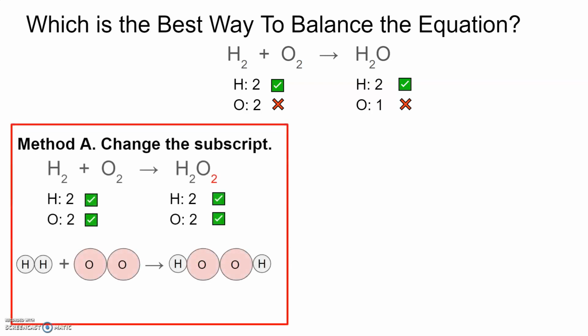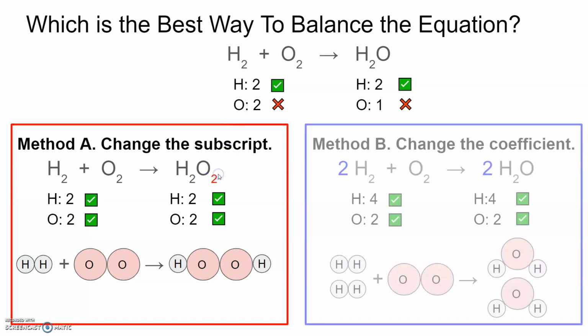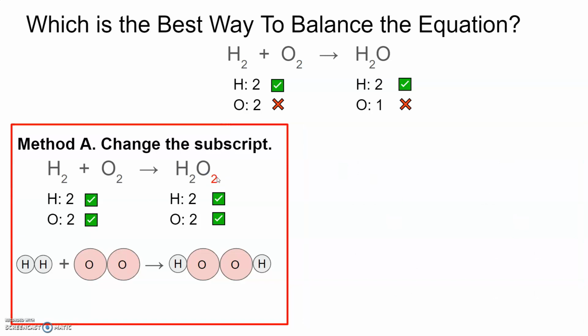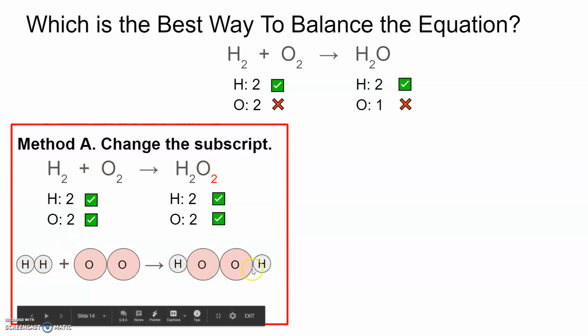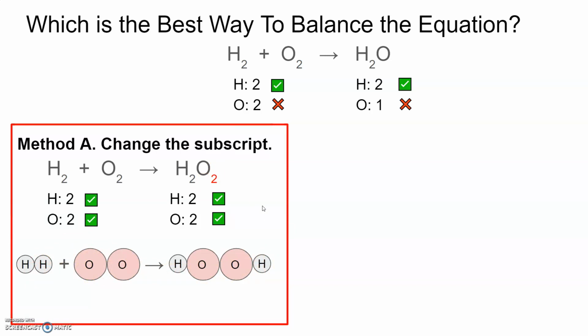Let's start with method A, changing the subscript. Remember, I had 2 oxygen atoms on the reactant side and 1 on the product side. If I wanted to get 2 on the product side, I could just change the subscript of oxygen on the product side to 2. In doing so, I get H2 plus O2 goes to form H2O2. And this is the particle diagram representing that equation. As you can see, it's balanced, but is this the best method?